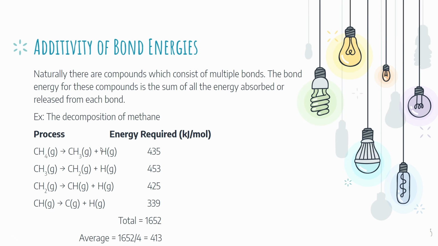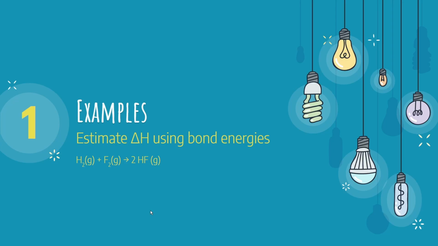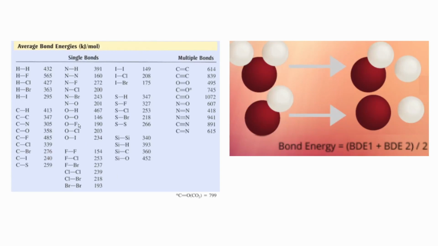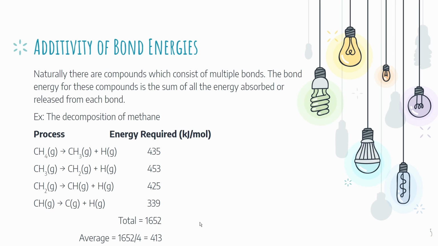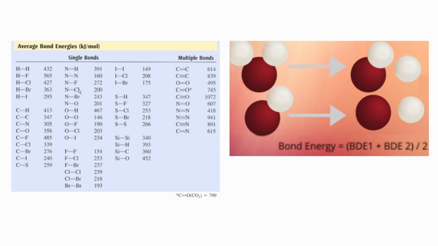But note that each time we are breaking the bond with the hydrogen. And so in the end, we total these values to get 1,652 kilojoules per mole, note the units, and then we average it out to get 413. And so if you look back, where is it? 413, CH, 413. That's how it's experimentally calculated.